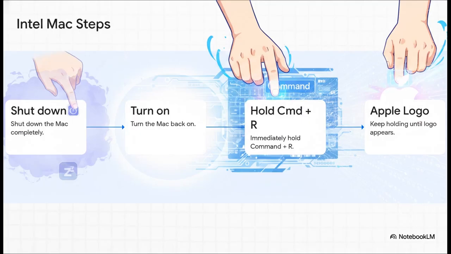All right, let's shift gears to the Intel users out there. For you guys, the power button is, well, just a power button. To get into recovery, you need to shut down the Mac, turn it back on, and immediately, and I mean literally right as it wakes up, press and hold the Command key and the R key together. Just keep holding those two keys down firmly until you see the Apple logo appear on screen.